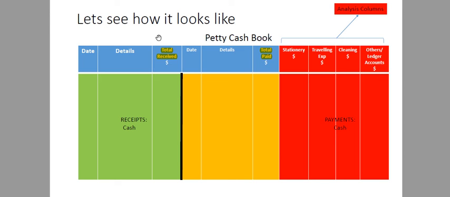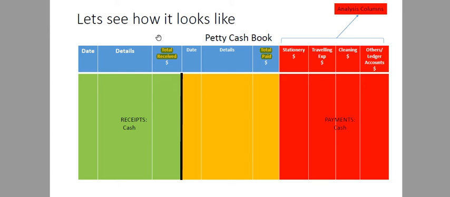Anyone in the office who needs money for stationery, traveling, or cleaning, or any other small payments, they'll go to the petty cashier. They'll not go to the main cashier. They'll tell him what they need the money for and how much. And then the petty cashier will make them fill up a paper called petty cash voucher, where they will fill up the details, the name of the person who's given the money, and the person who approved the payment, and then the money will be given, and it will be recorded on the petty cash voucher.